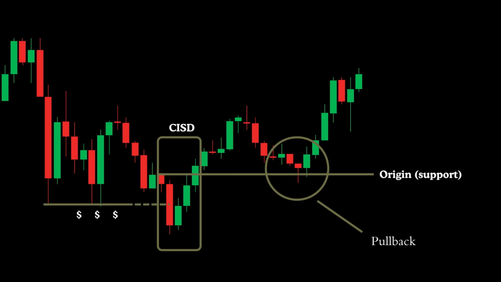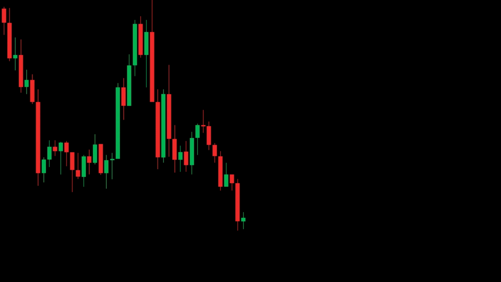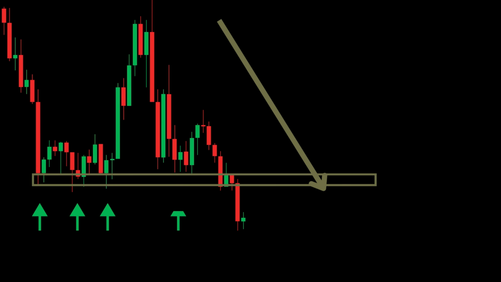Now that we've broken down the CISD concept and the key rules for applying it effectively, it's time to analyze real chart examples to see how this theory performs in live market conditions. But before we dive into the charts, on this 15-minute chart of EUR/USD, we can clearly identify a bearish market structure. The price recently broke below a significant support level, one that had held multiple times in the past.